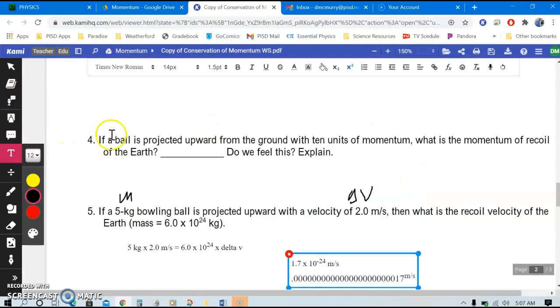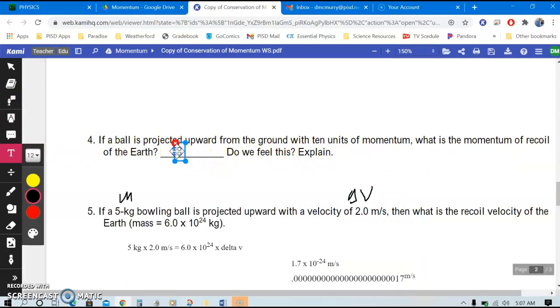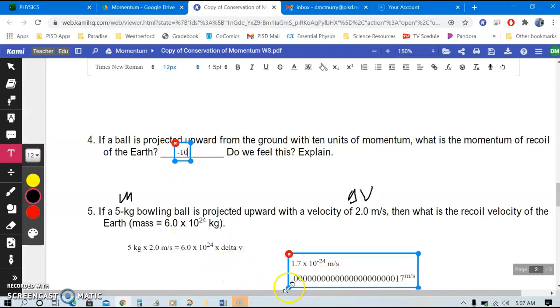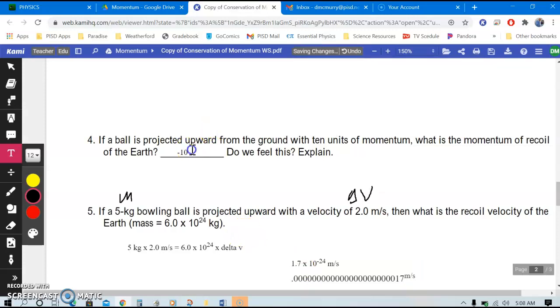Which answers the question above. It says if a ball is projected upward from the ground with 10 units of momentum, what is the recoil of the Earth? It's going to be the same except for the opposite direction, so it's going to be negative 10. I'm sorry, I guess down here this one should have been negative, that number. Sorry, my bad. Anyhow, the Earth would feel negative 10 units. It's going to go in the other direction.